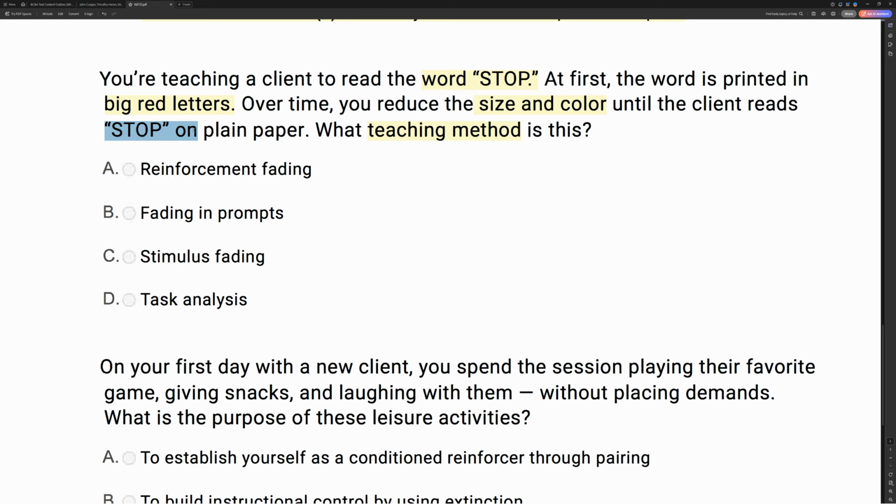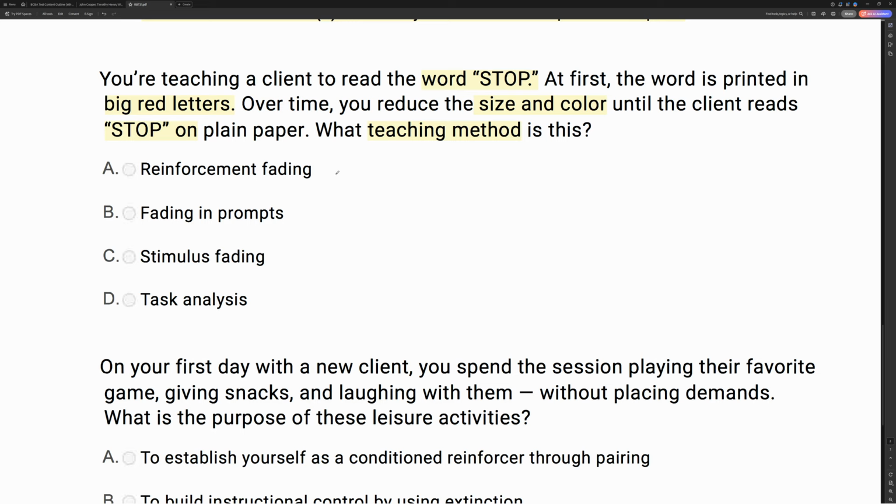Now with prompts, we have 2 types, right? We have response prompts and we have stimulus prompts. Stimulus prompts act directly on the stimulus itself. So we're changing something about the stimulus. Response prompts are acting on the response, evoking that certain response by acting directly on the response we want to see. So this can be a model prompt, a physical prompt, a gestural prompt, that sort of thing. In this case, we are having a stimulus prompt because we have printed in big red letters the word stop, and then we're reducing the amount of prompts until it's just regular stop.